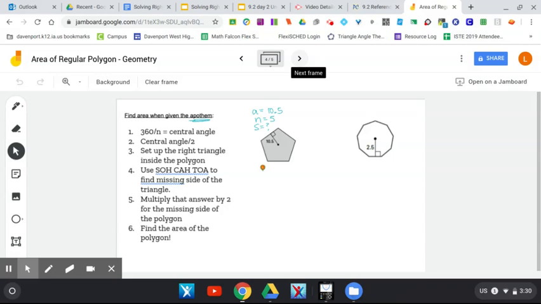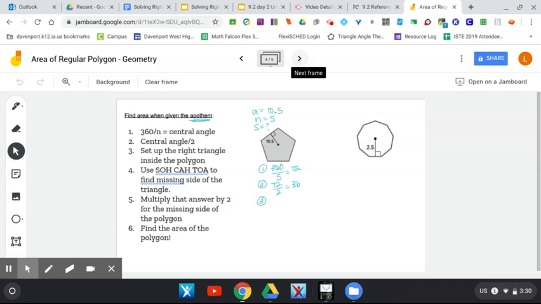So step 1, I'm going to find my central angle. 360 divided by 5 gives me 72. Step 2, I'm going to cut that in half. 72 divided by 2, that would be 36. So step 3, we want to set up the triangle.